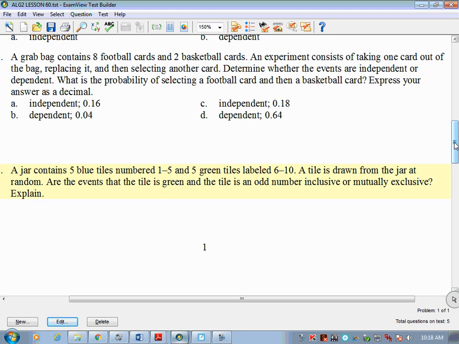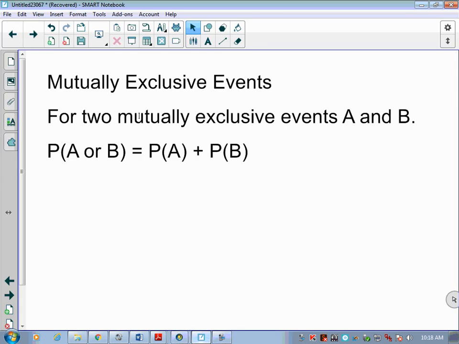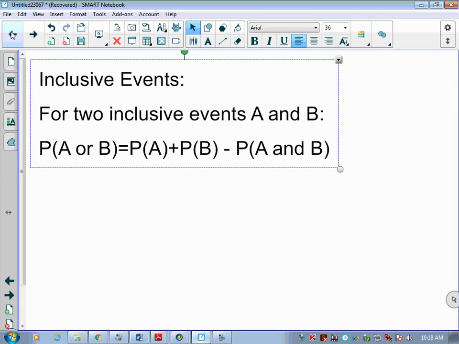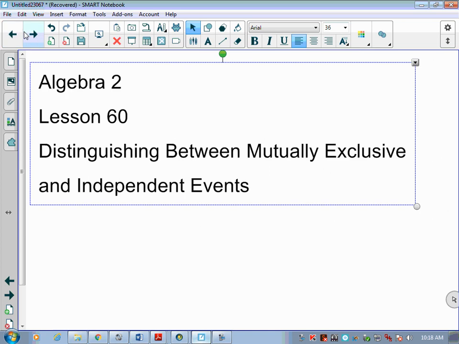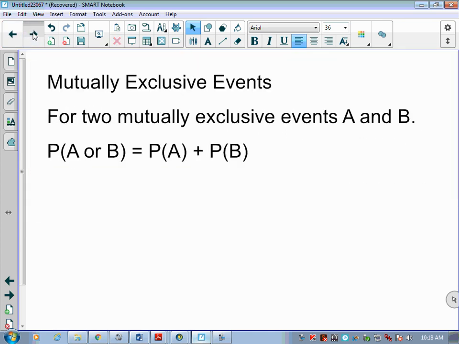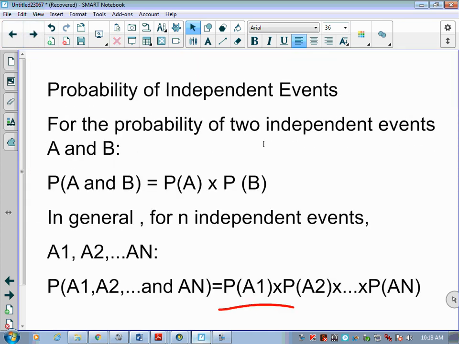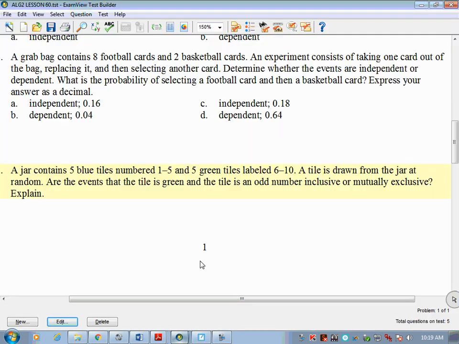Now that we know that they're independent, we have to find out what our probability is going to be. We've got 2 independent events. Let's go back to our notes. For 2 mutually, no, we're not mutually exclusive. Here, probability of independent events. What am I going to do with the probabilities? Multiply them. Very good. Okay, so let's come into this.